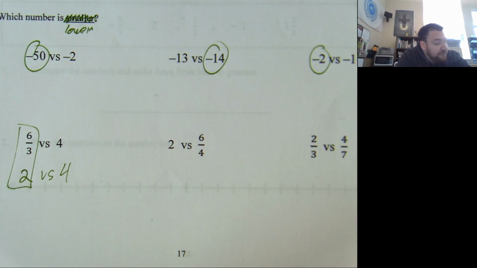How about the next one? 2 versus 6/4. Which one is smaller, 2 or 6/4? You're suggesting they're the same. It's a bold suggestion. Someone's saying 6/4.